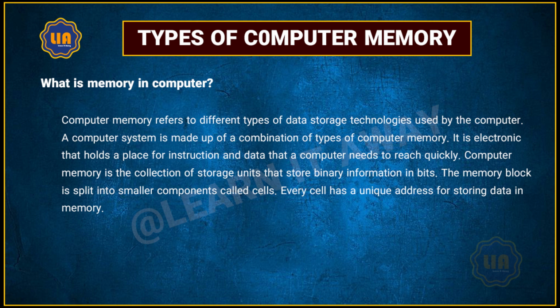It is electronic and holds a place for instructions and data that a computer needs to reach quickly. Computer memory is the collection of storage units that store binary information in bits. The memory block is split into smaller components called cells. Every cell has a unique address for storing data in memory.